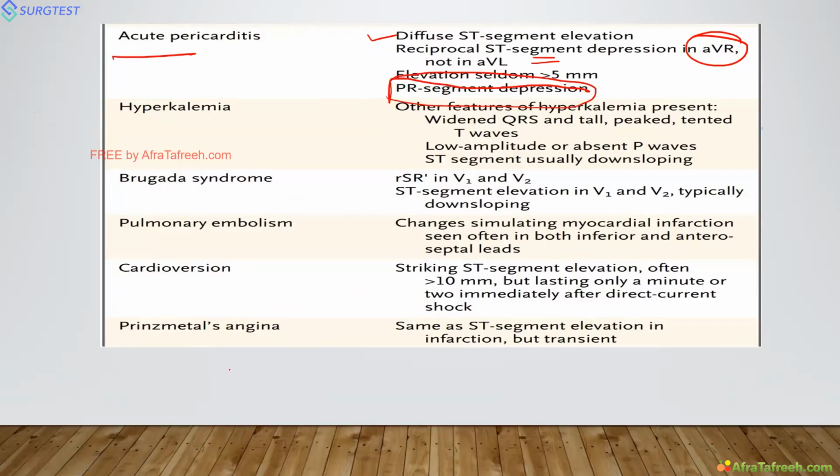Another cause is LV aneurysm. Whenever there is persistent ST elevation, for example when you lyse the patient and after that the patient still has ST elevation, you should suspect LV aneurysm. This is the cause of persistent ST elevation. Next, hyperkalemia can also cause it.